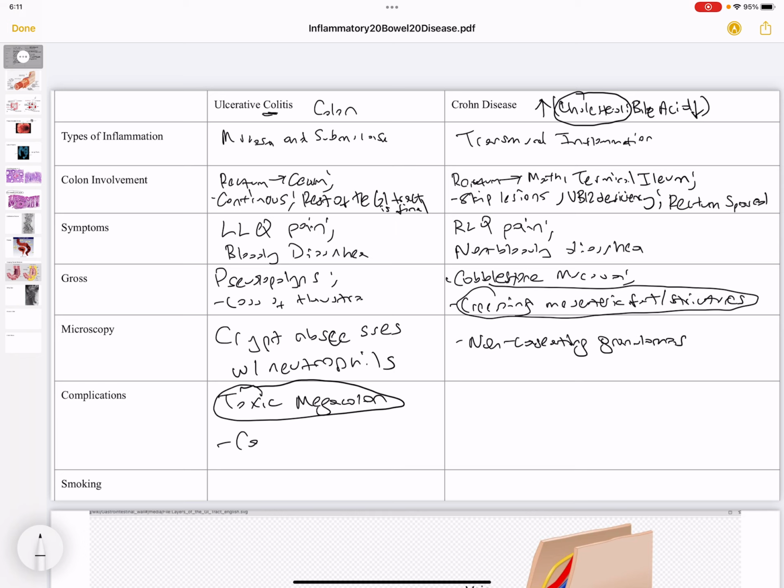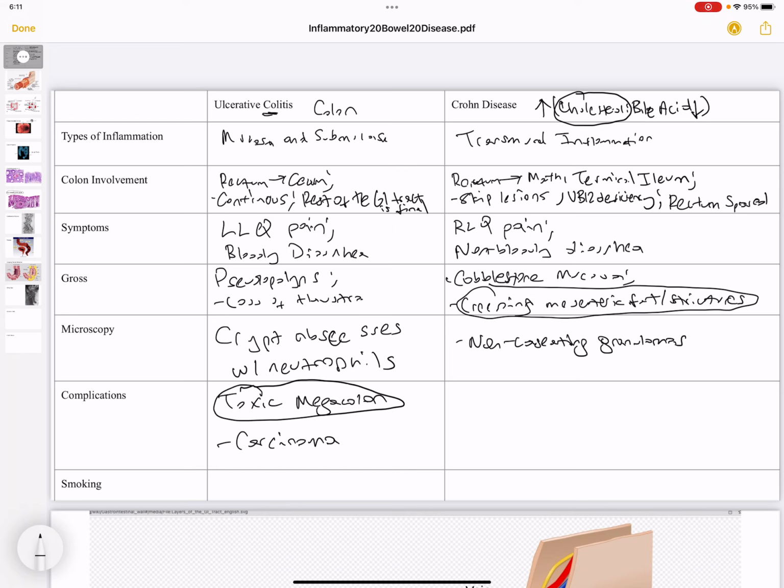And all that inflammation can lead to cancer. So this is another important thing that we need to keep in mind, is that we need to give health checkups to patients with ulcerative colitis, because all that inflammation can lead to colon cancer for our patient.